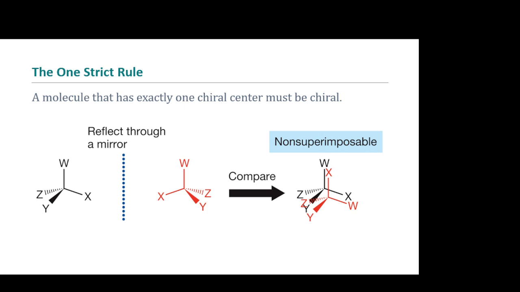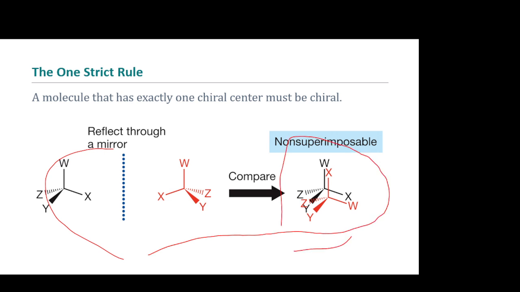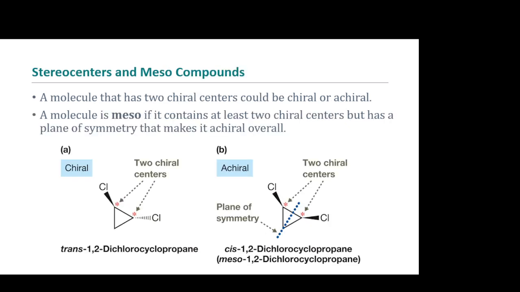So a molecule that has exactly one chiral center must be chiral. It automatically, by definition, ends up being non-superimposable. Okay? Let's talk about that other option that showed up. So remember, these were all branching options, right?